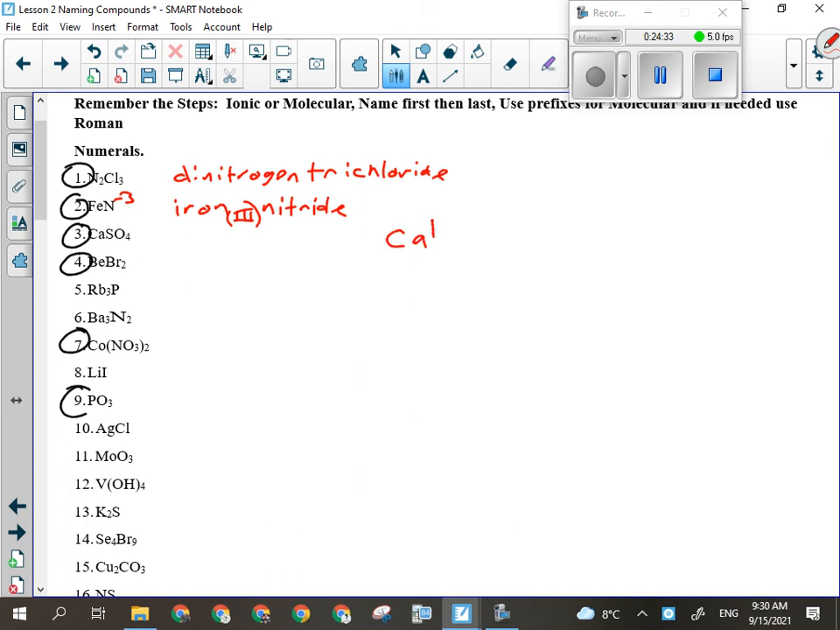All right, number 3, we've got calcium with sulfate, so this is another ionic compound. I don't need any Roman numerals because calcium only has one possible charge, so we're just looking at calcium sulfate. And then for number 4, another ionic compound because beryllium is a metal. All right, we have beryllium bromide. No prefixes, no Roman numerals on that one.